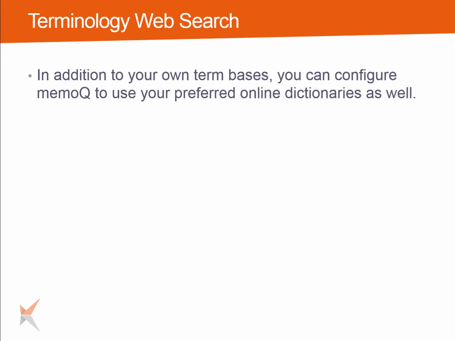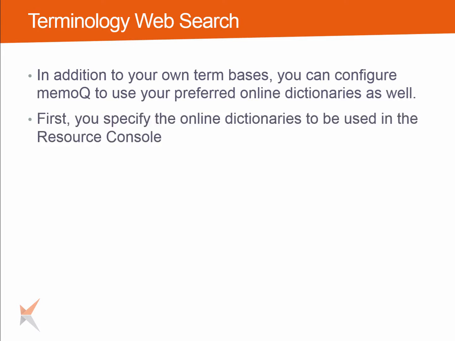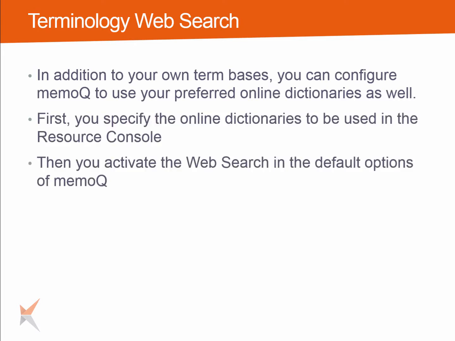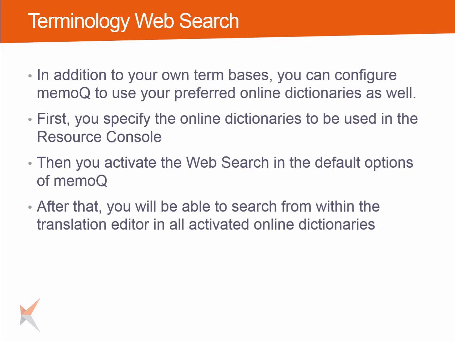In addition to your own term bases, you can configure memoQ to use your preferred online dictionaries as well. First, you specify the online dictionaries in the Resource Console. Then you activate Web Search in the default options of memoQ. After that, you will be able to search in these dictionaries from within memoQ's translation editor.